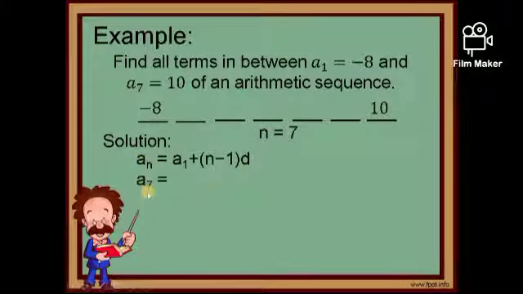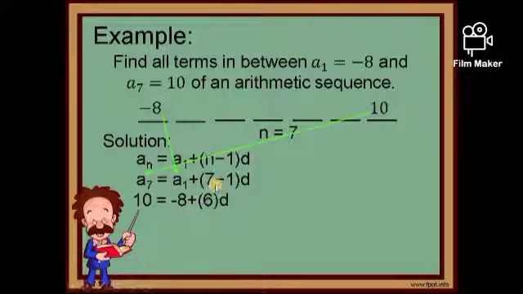We have a sub 7, n becomes 7, equals a sub 1 plus, this n becomes 7, minus 1 times the common difference d. Now, a sub 1 is -8, so we can replace a sub 1 by -8. Also, a sub 7 is 10, so we can replace a sub 7 by 10. We have 10 equals -8 plus 7 minus 1 is 6, then times d. Simplify. Add 8 both sides. So we have 18 equals 6d.